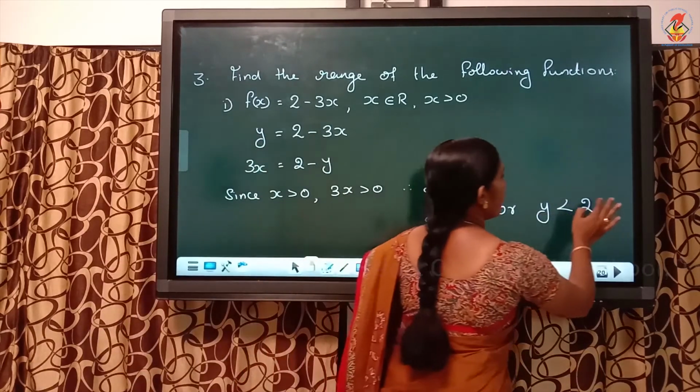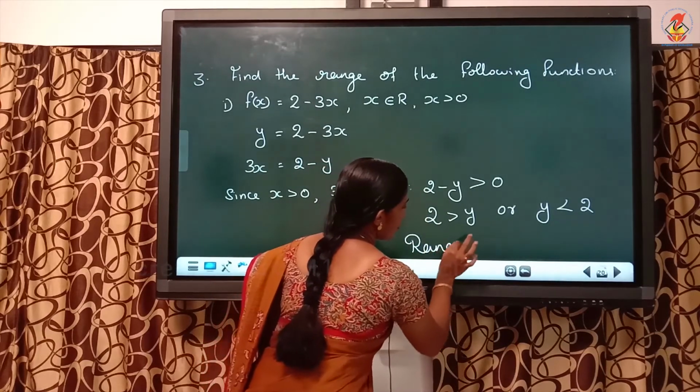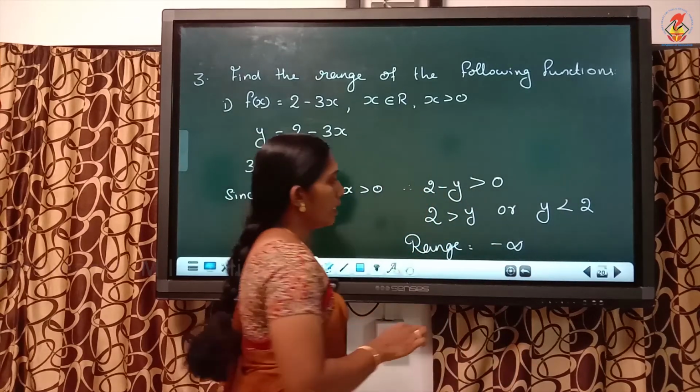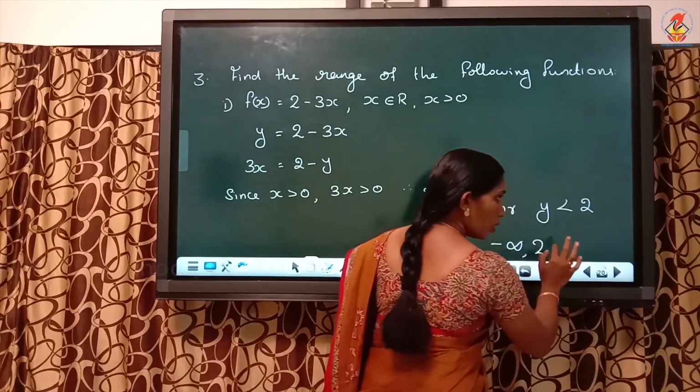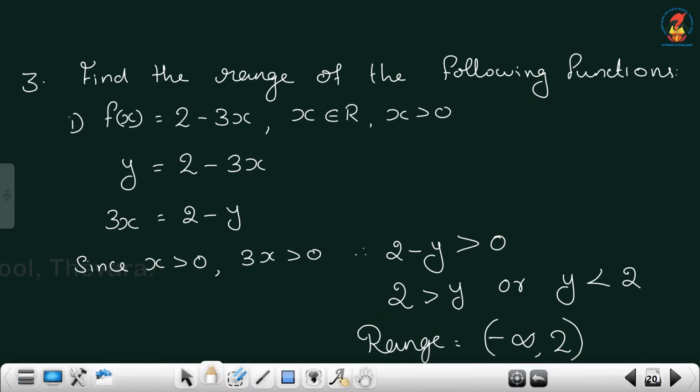So here y value is less than 2, that is, range is equal to, from where to where, minus infinity to 2. Then it is less than only, so not closed, it is open. Infinity side is always open. So the range of this function is minus infinity to 2.